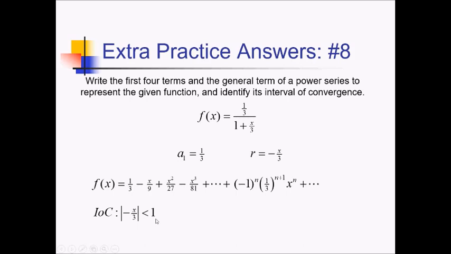So a few things I can do to make my life easier. Since this is all inside absolute value, I can rewrite this as absolute value of positive x over 3. You're allowed to negate everything inside absolute value without changing the value of anything. And I can also multiply by 3 to get x by itself. And now that I've got x and just a number here, I can rewrite this as negative 3 less than x less than 3. And that is my final interval of convergence.